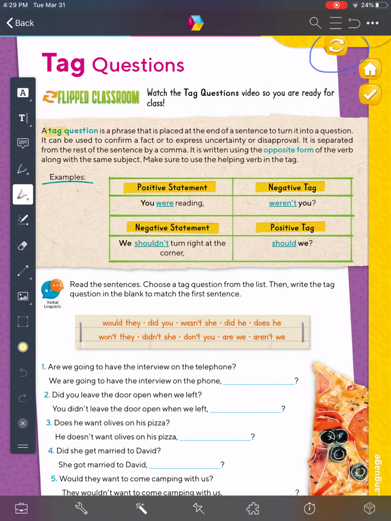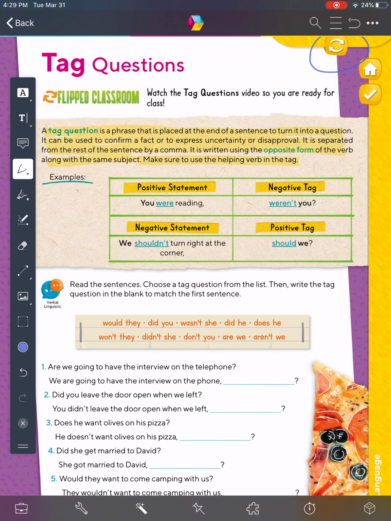A tag question is a phrase that is placed at the end of a sentence to turn it into a question. It can be used to confirm a fact or to express uncertainty or disapproval. It is separated from the rest of the sentence by a comma. It is written using the opposite form of the verb along with the same subject. Make sure to use the helping verb in the tag.